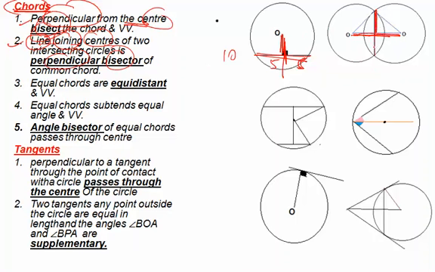Perpendicular bisector of what? The common chord. This is your common chord. So it is perpendicular and it bisects this chord into two halves, x and x. So this line is the perpendicular bisector.